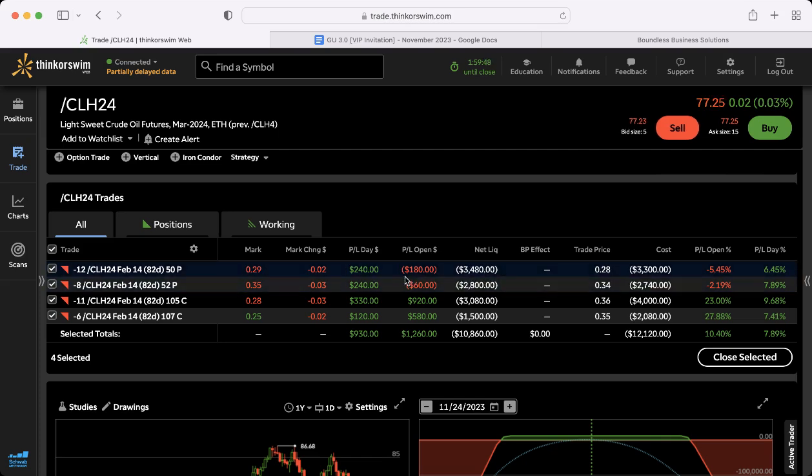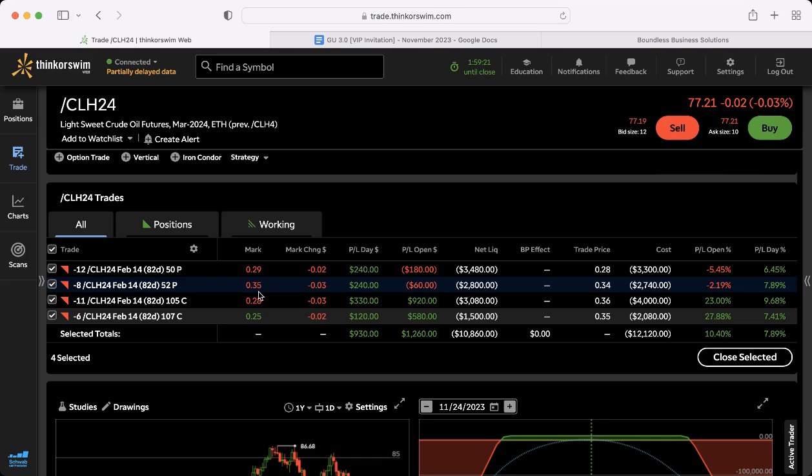$3,480. And that's where, well, now we're $180 behind. We were $300, now we're $180. So it's changed. If you look back at the mark, it's no longer at 0.3, it's at 0.2. So that's now we're down 0.02 for the day. And that translates into us being behind about 180 on those 50 puts.